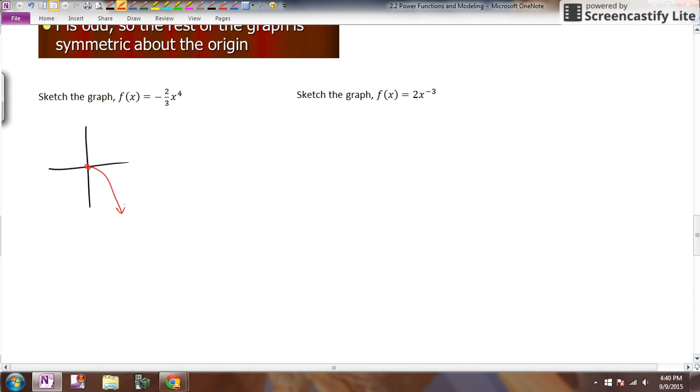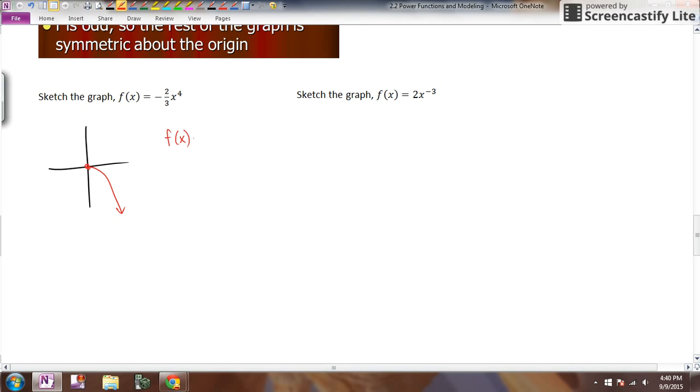Now the 2/3 does some kind of stretch and stuff. I don't know. Well, the last thing is I just want to decide, does it exist on the left side? Are there negative x's allowed in this problem? Yeah. Is it an even or an odd function would be really nice to know. Well, how do you figure out even and odd?